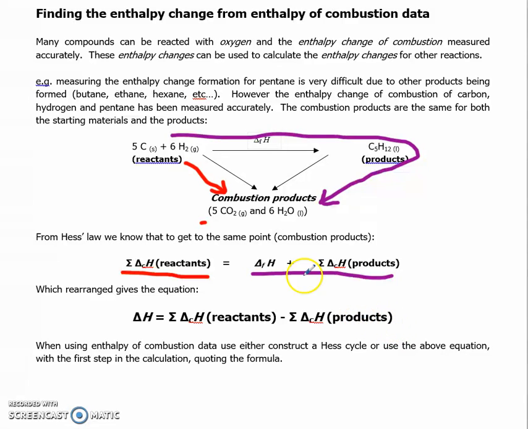And this is regardless of the reaction that you have. The combustion products will be the same from both the reactants and the products, so therefore you can use this. A handy way of remembering this is that the enthalpy change when using combustion data, so C for combustion, is the reactants minus the products. And if you could think of a way to memorize that, well, so be it. Okay, let's have a quick look at an example on the next page.